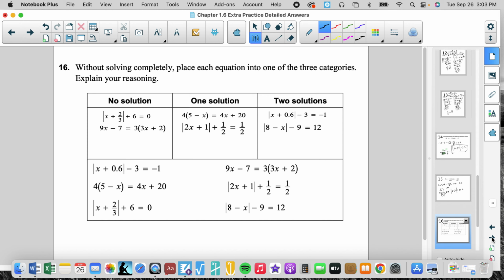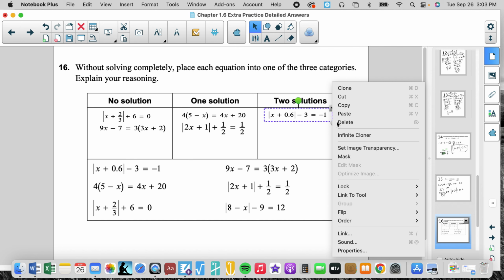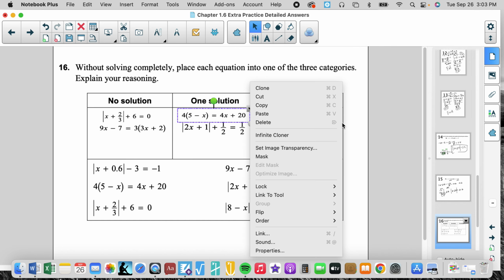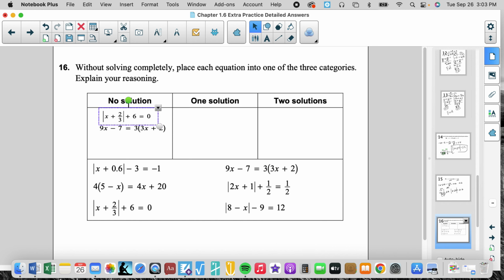Okay, no solution. Oh, did I already put them in there? Did I forget to take those out? Sorry. Delete. Delete. Forgot to delete those. My bad. Pretend you don't see this.